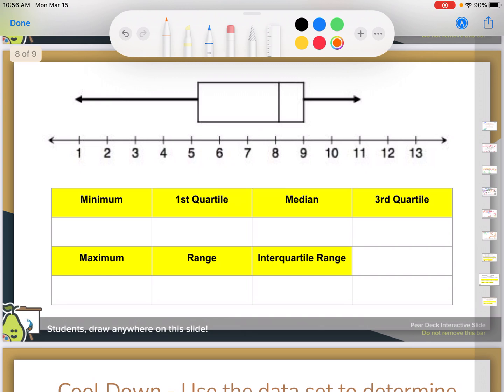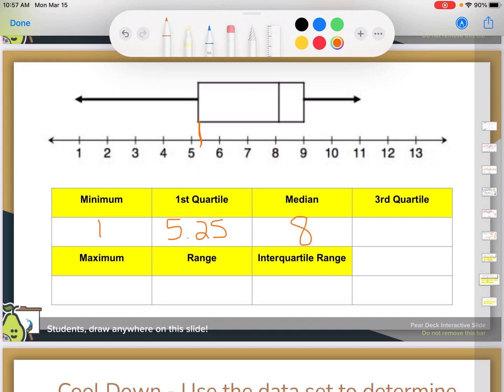For the next one, doing the same thing, I'm pulling out my 5-point summary. So my minimum is 1. My first quartile, well, looking at it, it's probably 5.25. I don't know exactly. I'm going to do my best, and if I had answer choices, I could use process of elimination to help me determine.